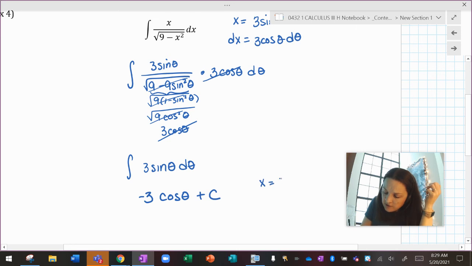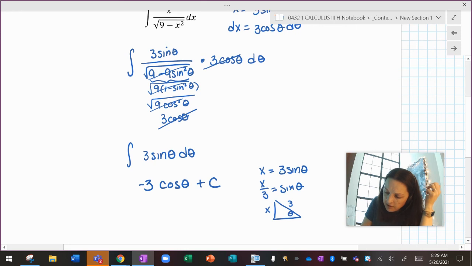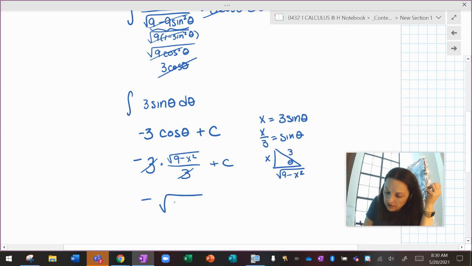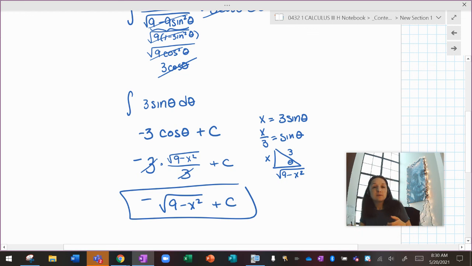And then it was x equals 3 sine theta. So x over 3 is sine theta. And so if theta, opposite, hypotenuse, adjacent would be root 9 minus x squared. So negative 3 cosine theta would be negative 3 times root 9 minus x squared over 3. Those cancel. And I just end up with negative the square root of 9 minus x squared, plus c. Ta-da! This one canceled and was fun.